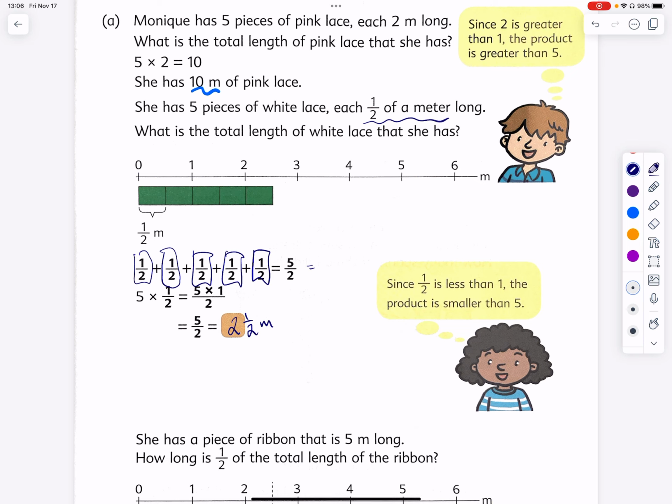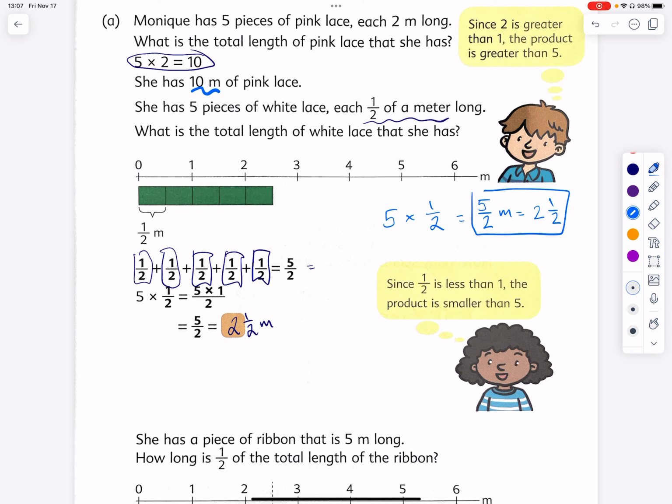However, we are in 5th grade, and we are not going to do repeated addition. We are going to do multiplication, just like here. We said 2 meters each, taken 5 times. We got 10 meters. We're going to multiply 5 times a piece that's half a meter long, and just like repeated addition, 1/2 plus 1/2 plus 1/2, all 5 times, we will get 5 halves of a meter, which is equivalent to 2.5 meters long.